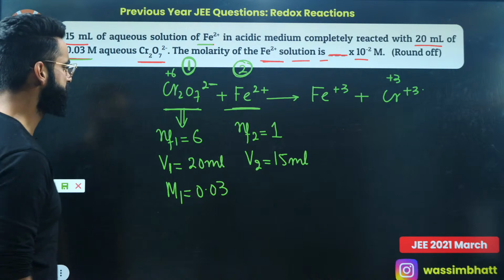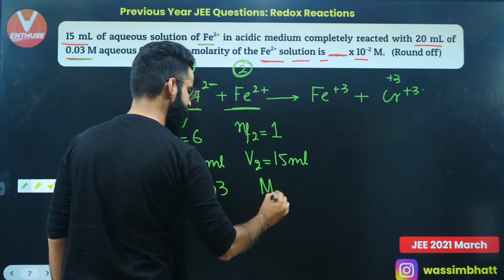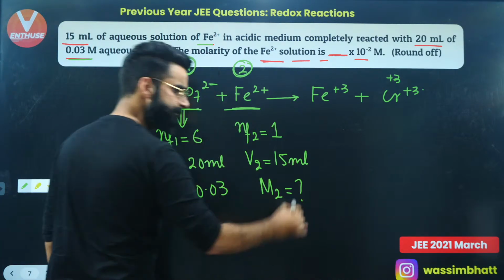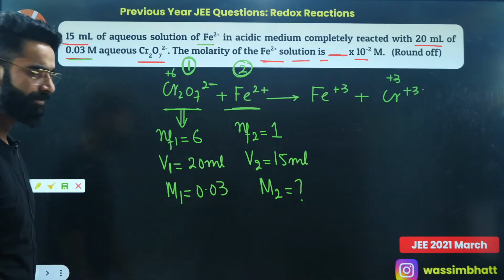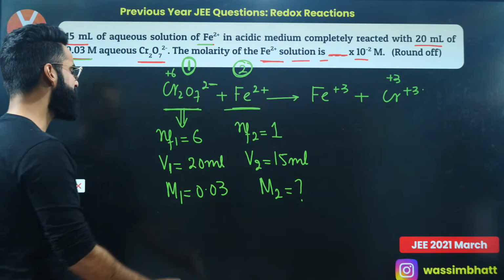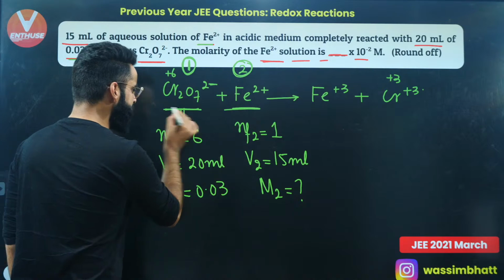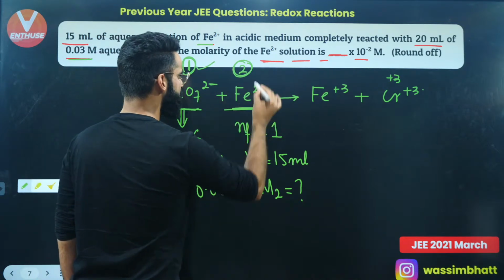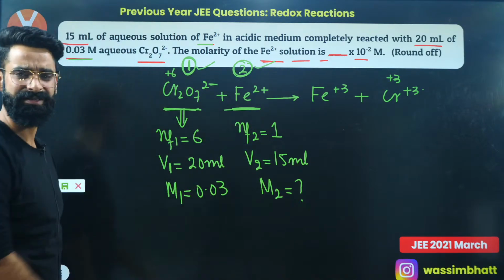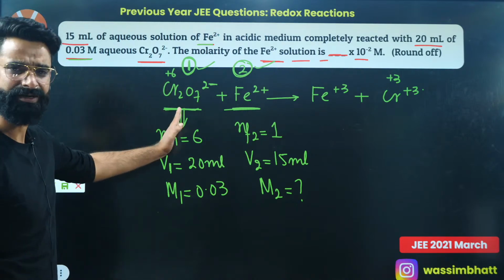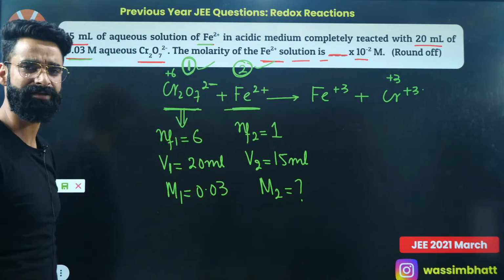What do I need to calculate? The molarity of the Fe 2+ solution. I need to get the value of M2, right? What is the concept I'll be using? I'll be equating the milliequivalents of the first with the milliequivalents of the second, as per the equivalent concept. Milliequivalents of the first reacted should be equal to milliequivalents of the second reacted.